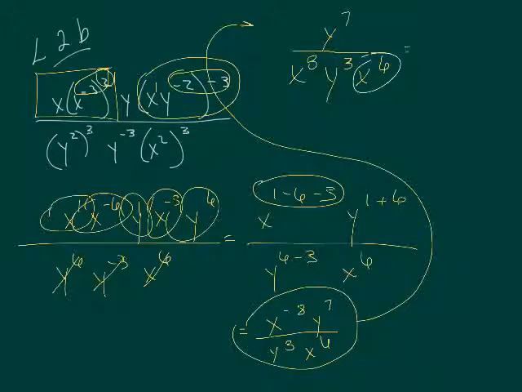But what do we see here? We've got an x here and an x here, so we can combine those. So y to the 7th over y cubed, that didn't change, but we're going to add the 8 and the 6 together and get 14.